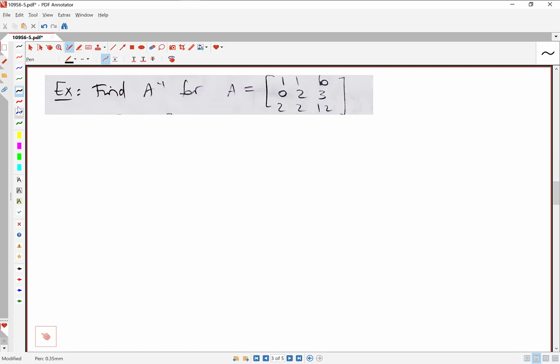So let's try one more example like that, where we find A inverse for the following matrix A. So we're going to write down our matrix A exactly as it appears in the question, and then beside that we're going to write down our identity matrix of the same size. So 1s along the main diagonal and 0s in all the other positions.